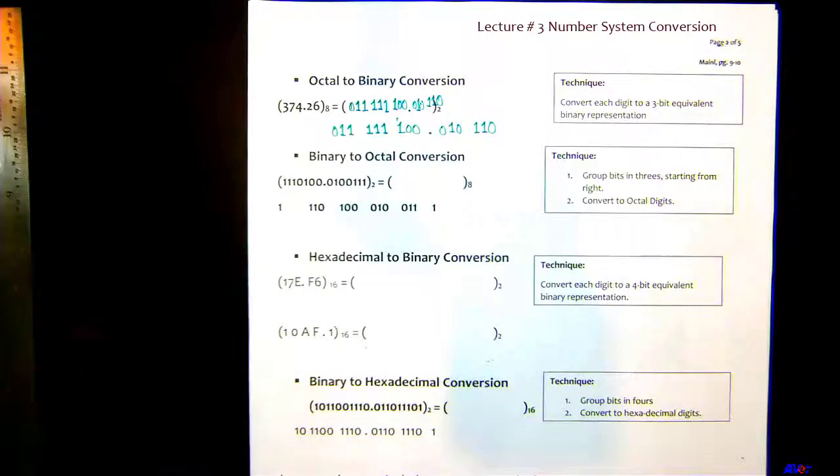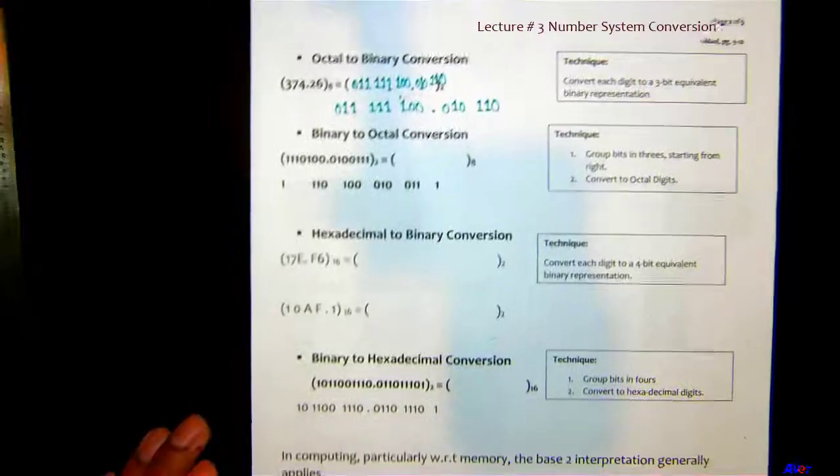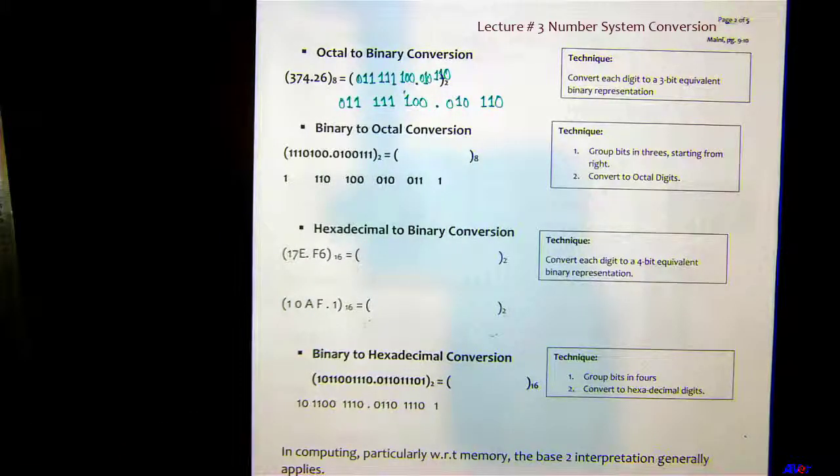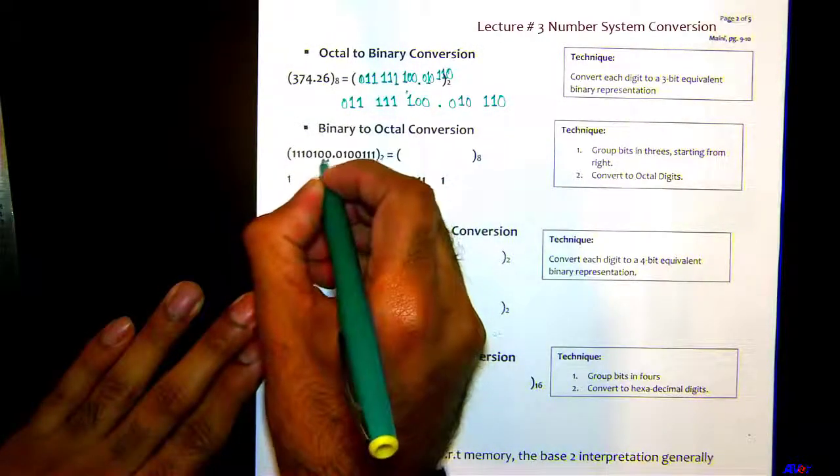Why were we breaking it down into segments of 3? Because it's an octal, right? Okay. Now going back to octal, we have a number in binary and it's a decimal number. We are going back to octal, and the technique we're going to use, we are going to group bits in 3s starting from the right. Okay, this is our radix right here. Okay, so making segments of 3.